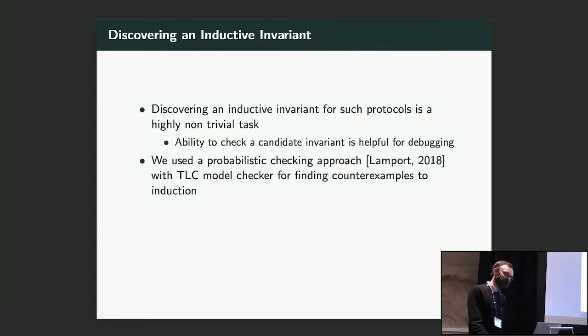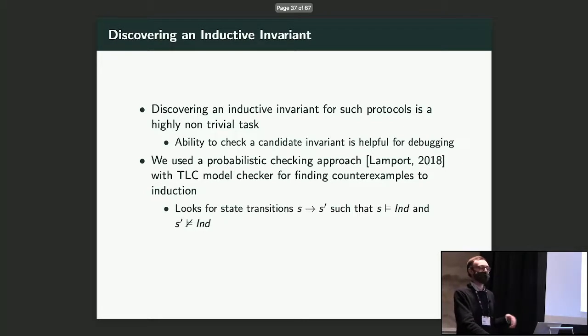And we employed a probabilistic checking approach that was proposed a couple years ago by Leslie Lamport that just makes use of the TLC model checker, which is an explicit state model checker for TLA+ specifications. And it's able to find counterexamples to induction. So basically it just looks for state transitions S to S prime, where S satisfies your inductive invariant and S prime violates it, giving you a concrete instance telling you why your invariant is not in fact inductive.